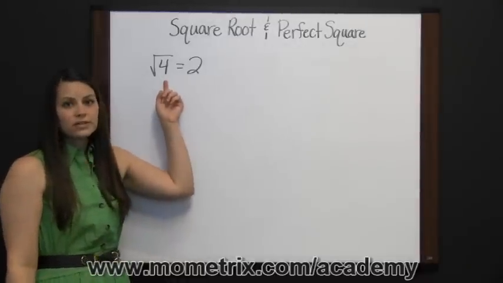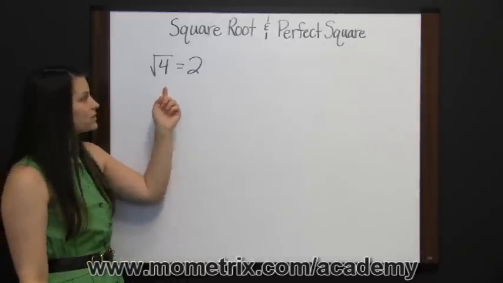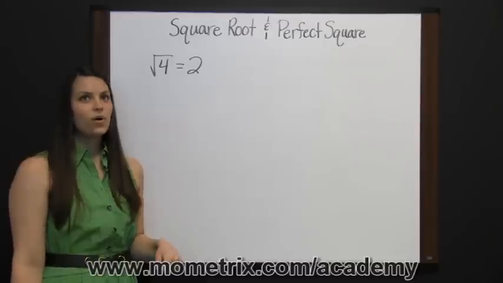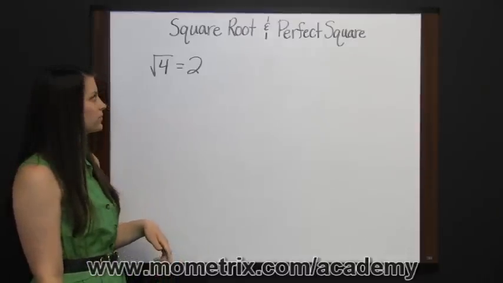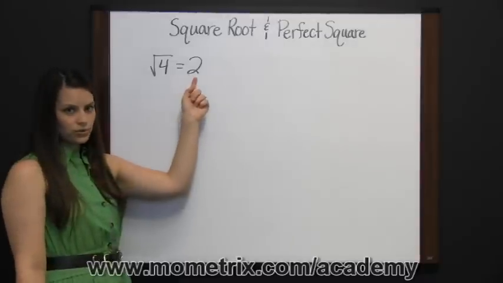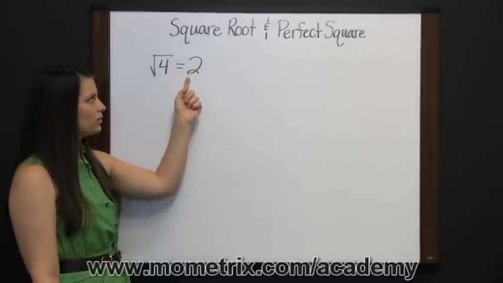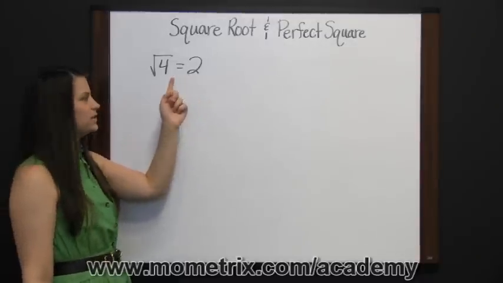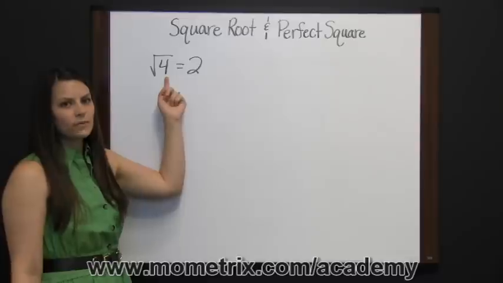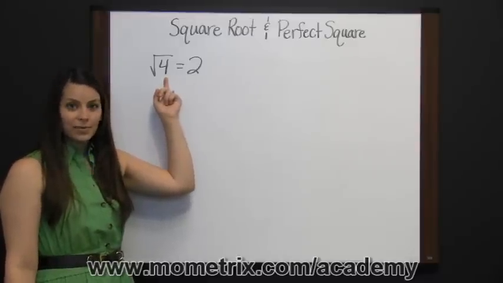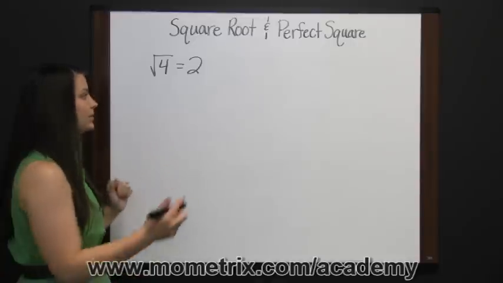4 is a perfect square. A perfect square is a value that has a whole number square root. The square root of 4 is 2, so its square root is a whole number, which means that 4 is a perfect square. Another example of a perfect square is 9.